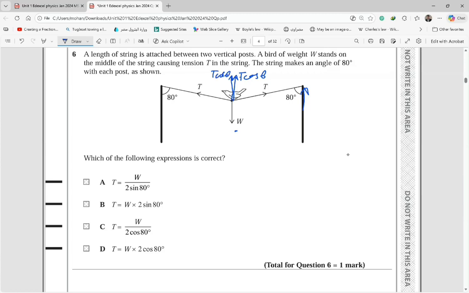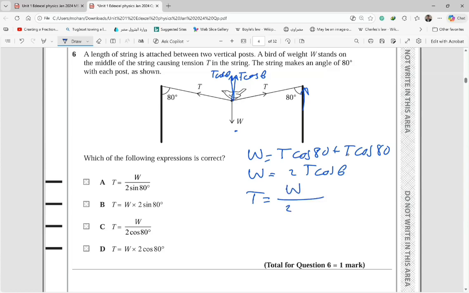What does this mean? This means the weight equals T cosine theta plus T cosine theta. This means 2T cosine theta equals the weight. So tension equals weight over 2 cosine theta. So the answer is C.